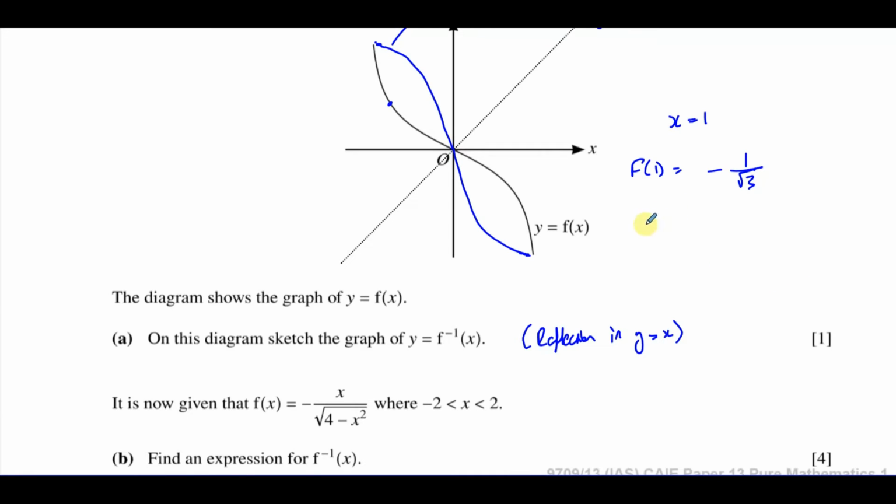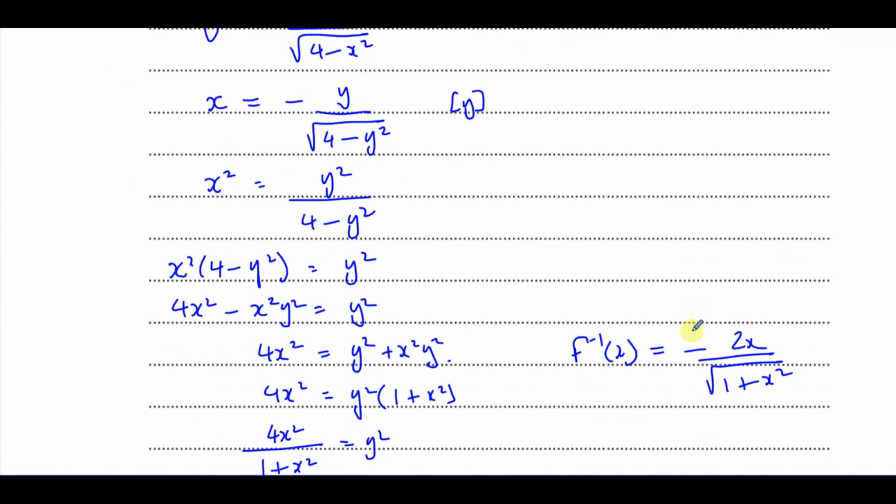So now, if this is true, then the inverse function should do the opposite. It should undo the function. So this should give us 1. Now, if I replace inside this function negative 1 over root 3, it should come out as 1 if I put this in the inverse function. So I have negative 2 times negative 1 over root 3.